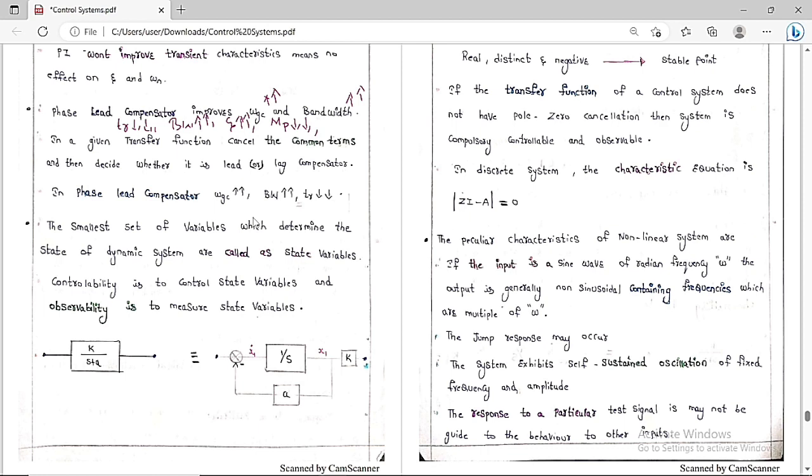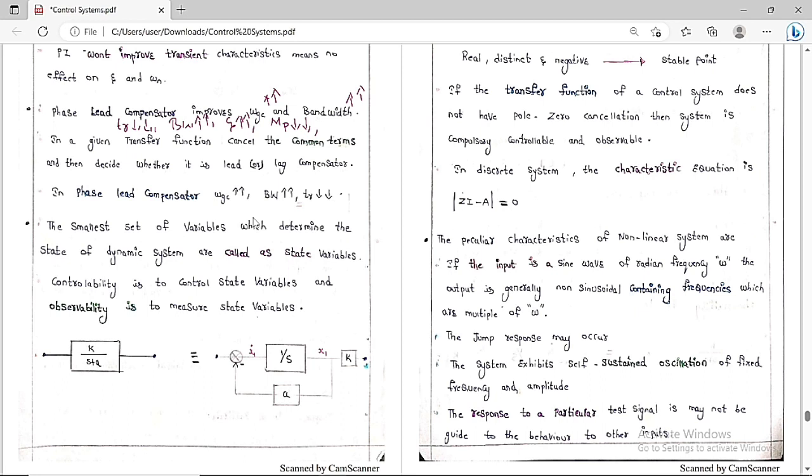So now you can see clearly, in a given transfer function, cancel the common terms and then decide whether it is a lead compensator or a lag compensator. Suppose they give some complex transfer function, try to make it into factors and delete the common factors and common terms, and then, based on whatever new expression you get, figure out whether it is a lead compensator or a lag compensator. Basically, they are going to give a very complex transfer function, so factorize it, remove the common terms and then decide whether it is a lead or a lag compensator.